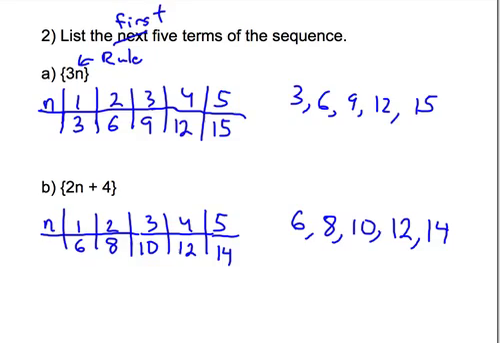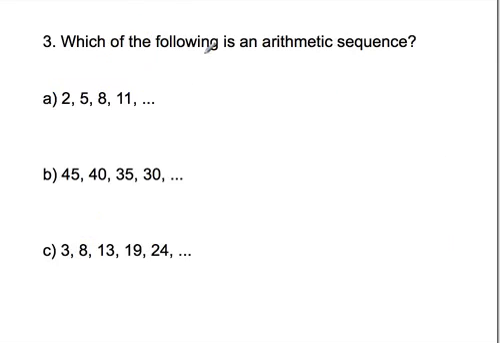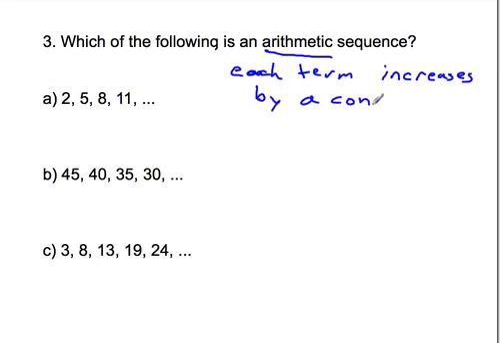Okay, and one final example. This says, which of the following is an arithmetic sequence? That is just a fancy way of saying each term increases by a constant value. So they're asking you, does each term increase by a constant value? Well, to go from 2 to 5, you have to add 3. From 5 to 8, you add 3. From 8 to 11, you add 3. So yes, it is increasing by a constant rate.